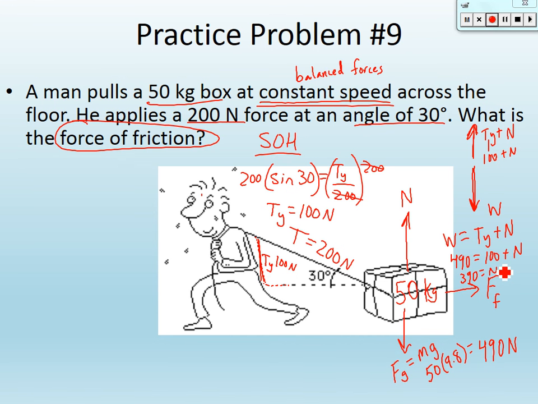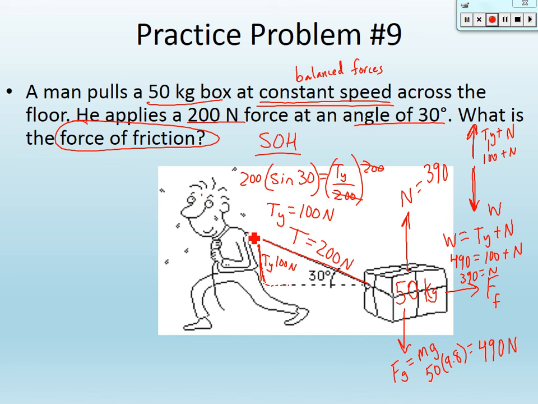Now we can put that in right here. 390. Do you guys see why it's not the full 490? Yeah. Can we get a sense of that? Because this guy is pulling up, which is taking some of that weight off. So the ground doesn't really feel 490 newtons of force. The normal force is going to be 390.